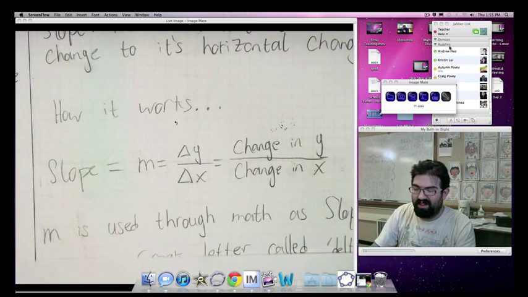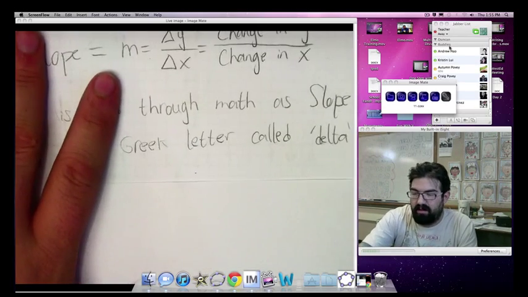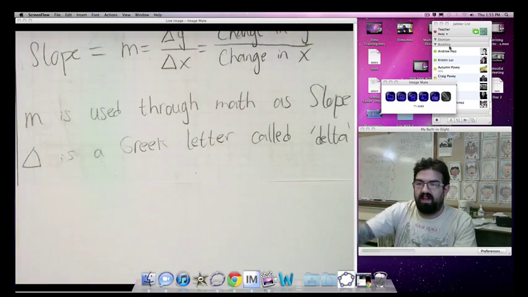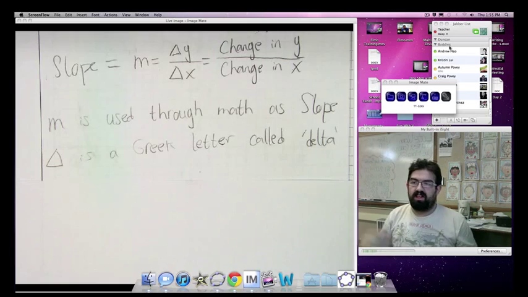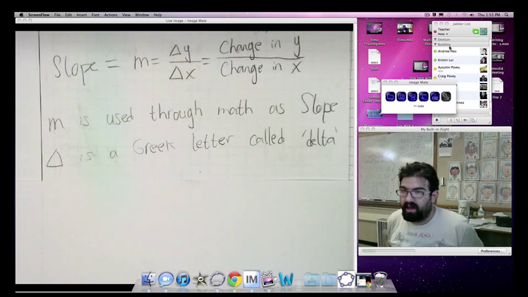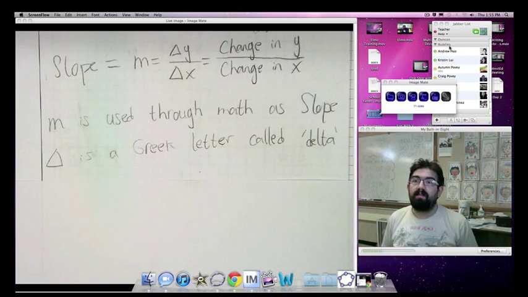So here we go. How is m used? Again, I just gave you a little definition because algebra is about using symbols to represent numbers, and we've got to talk about that. M is used throughout all of math for slope. If I see a letter m, even in my class, I'm thinking slope.